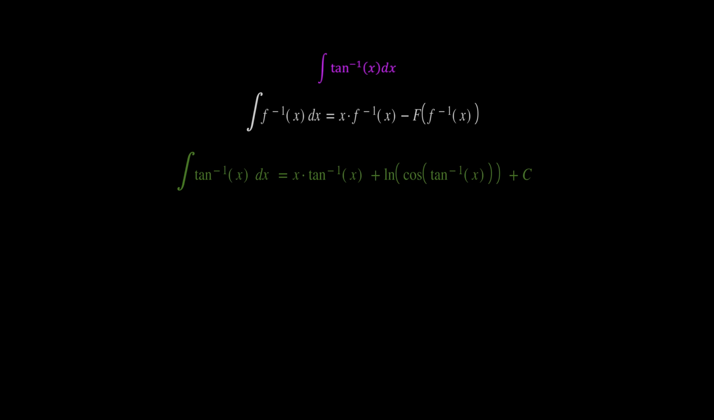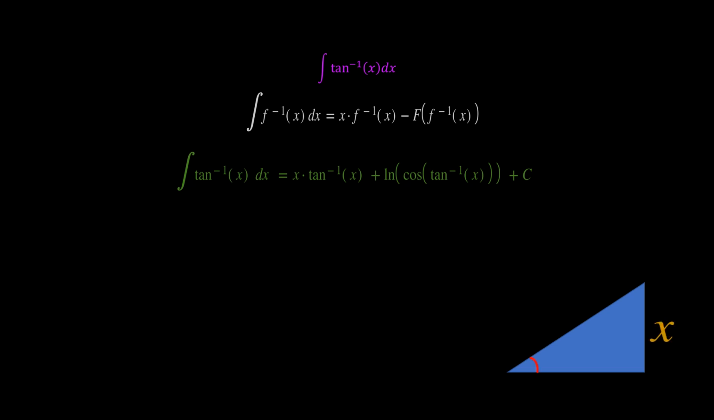Now I'm going to try to simplify the thing inside the logarithm a bit. We start by imagining we have a right triangle with an angle whose tangent is equal to x over 1. And so the hypotenuse of this right triangle will be equal to the square root of x squared plus 1 by the Pythagorean theorem. And so the cosine of this angle will just be 1 over the square root of x squared plus 1. And so the thing inside the logarithm is just 1 over the square root of 1 plus x squared, which is 1 plus x squared to the power of negative 1/2.